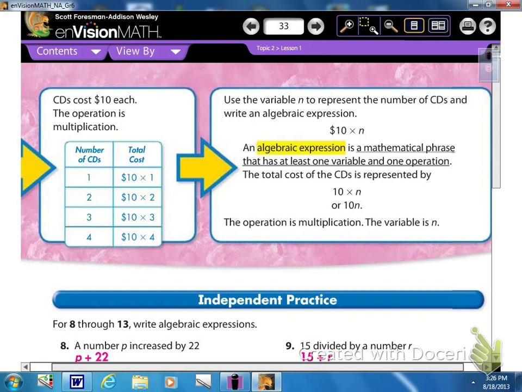Another vocabulary word you want to make sure you write down in your math notebook and your homework is algebraic expression. This is a mathematical phrase that has at least one variable and one operation. So one variable, a letter representing a number, and an operation: addition, multiplication, subtraction, division. In this case, the total cost of the CDs is represented by 10 times n, or 10n.